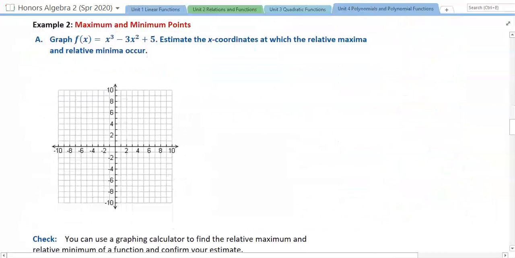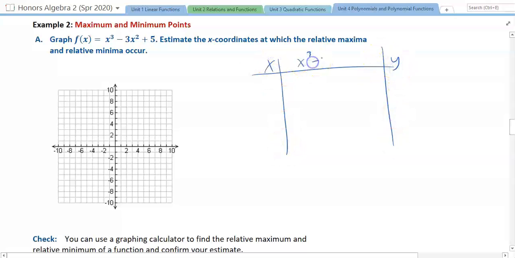So if we look at x cubed minus 3x squared plus 5, estimate the x-coordinates at which the relative maxima and minima occur. And so we'll look at this function. Now, as we're doing this by hand, again, we want to graph these points so that we know where they are falling. So x and y, and we've got x cubed minus 3x squared plus 5. So again, I'm going to start at 0, which gives me 5, because again, everything with x will go to 0. So I'm here.